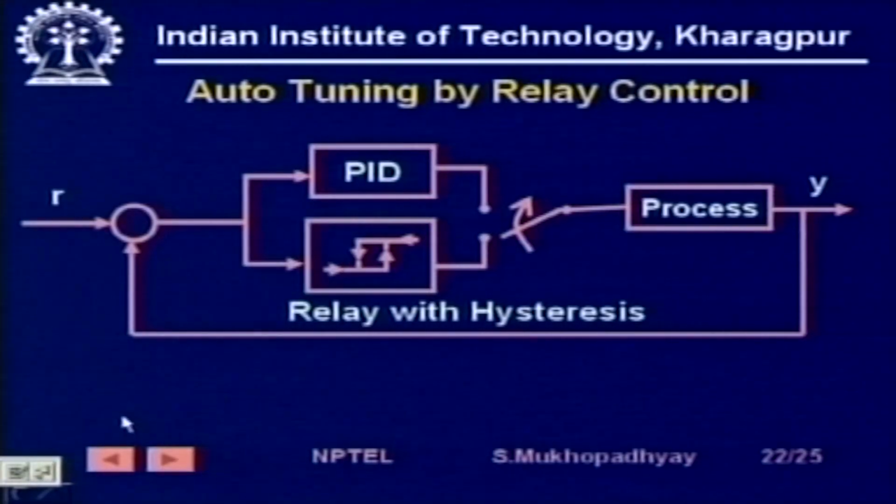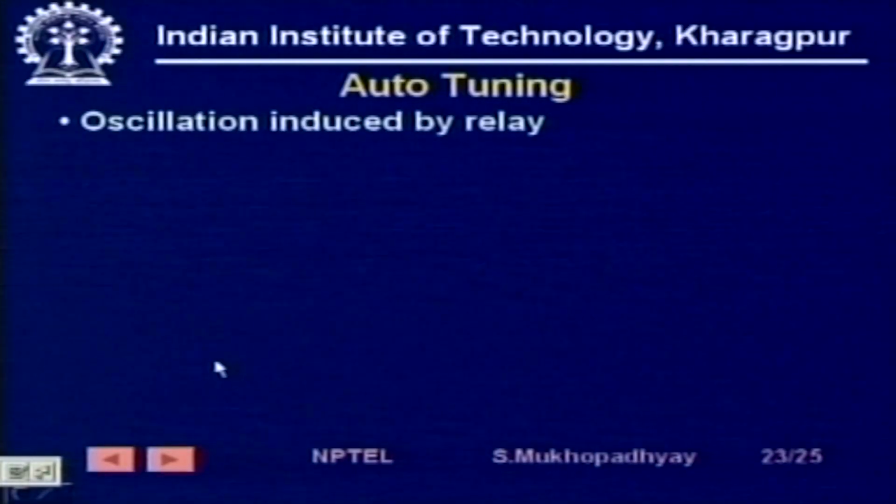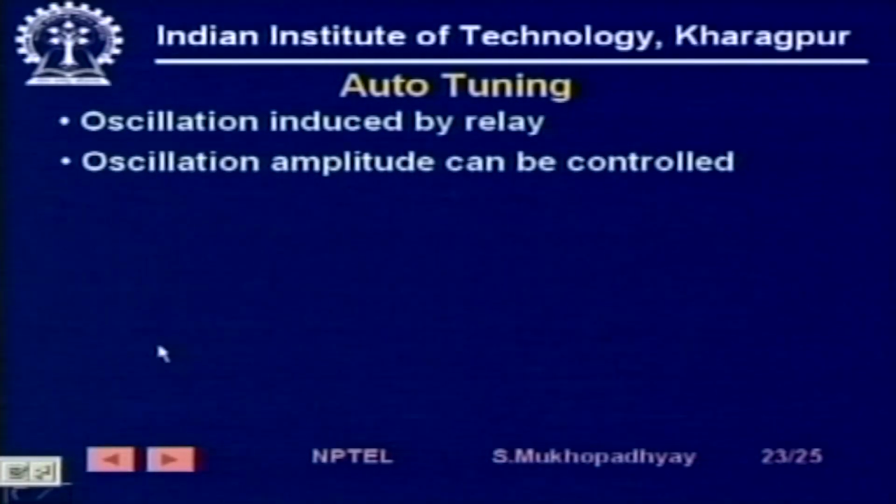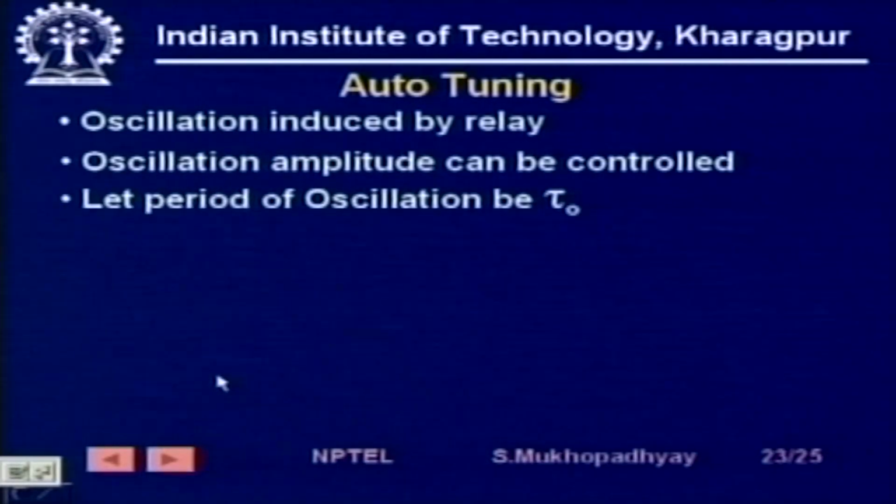Because of this relay, if you now flick the switch and try to control the plant with this relay, the relay will continuously toggle. So the relay will give you an oscillating input, and the plant will immediately start oscillating. There will be no trial and error needed. And the amplitude of oscillation can now be controlled by the properties of the relay. So you can induce a small oscillation, and then note the period of this oscillation.